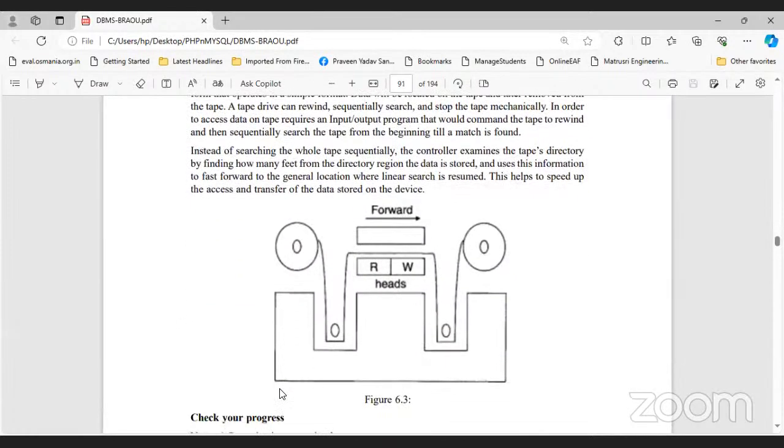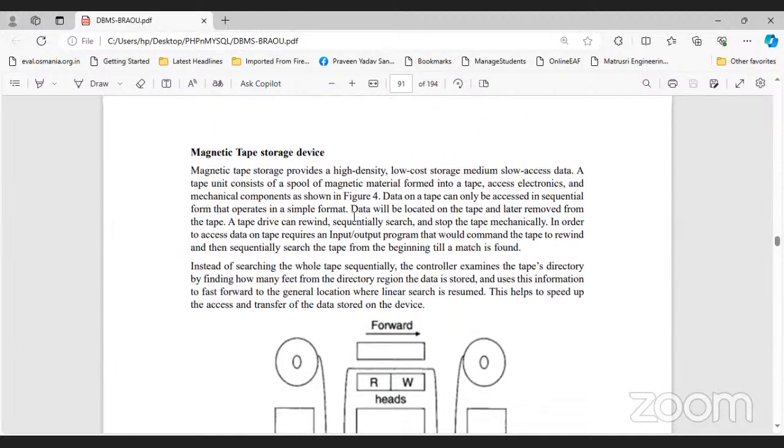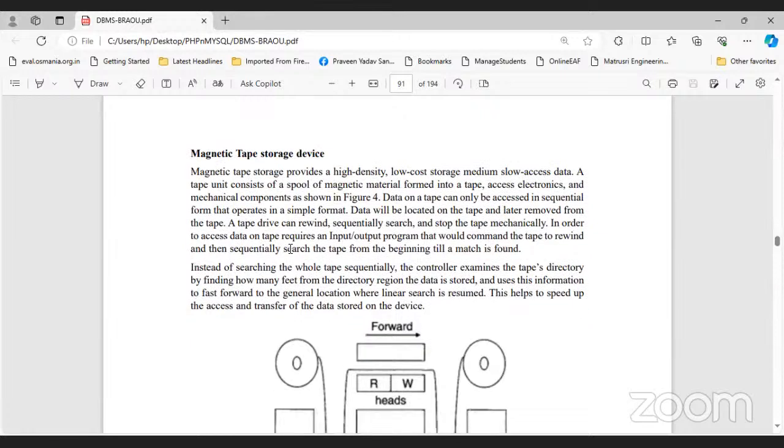So this is the structure of the magnetic tape, which we just discussed. Two wheels are there, and in between the two wheels there is a tape. On the tape, we have the two heads, read and write. We can write the data on the tape, and we can read the data on the tape. Then we can forward the data from one wheel to another wheel. So this is the information regarding the structure of the magnetic tape storage device.